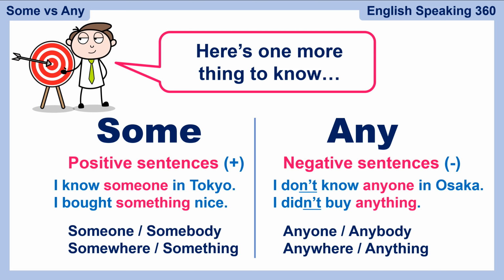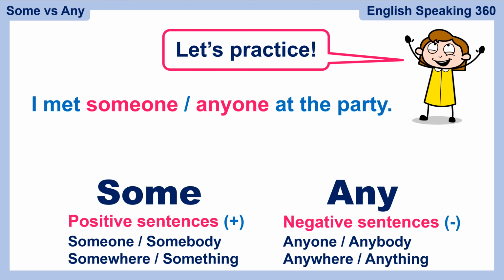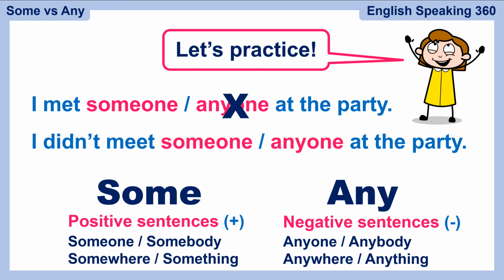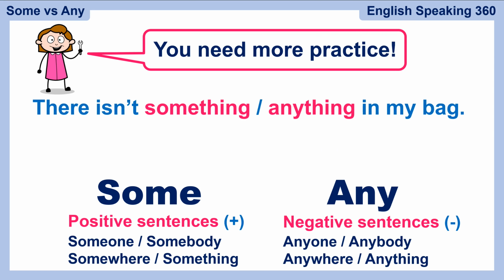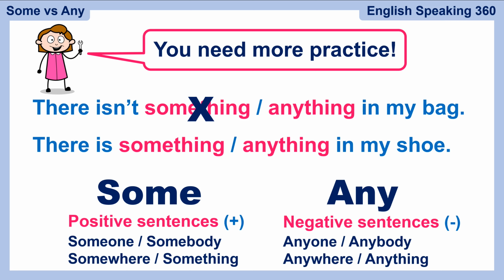Let's practice. I met someone or anyone at the party. I met someone at the party. I didn't meet someone, anyone at the party. I didn't meet anyone at the party. You need more practice. There isn't something or anything in my bag. The sentence is negative, so you have to use anything. There isn't anything in my bag. How about this one? There is something, anything in my shoe. There is something in my shoe.